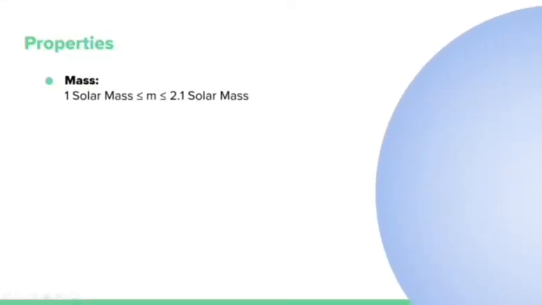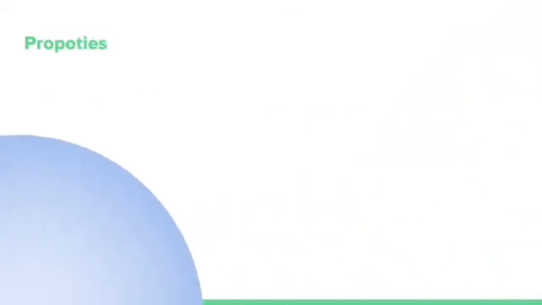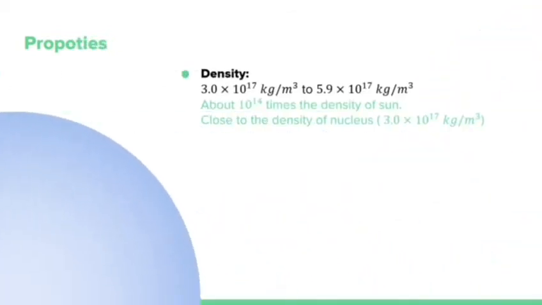Here come the properties of neutron stars. The mass of a neutron star ranges from 1.1 to 2.1 solar masses. The upper limit of the mass is called the Tolman-Oppenheimer-Volkoff limit. Since a neutron star is only a small part of its parent body, retaining most of the angular momentum, it forms at a very high rotational speed and then slowly decelerates. The density of neutron stars increases with steps. Its overall density is still extremely large and very close to the density of the nucleus.